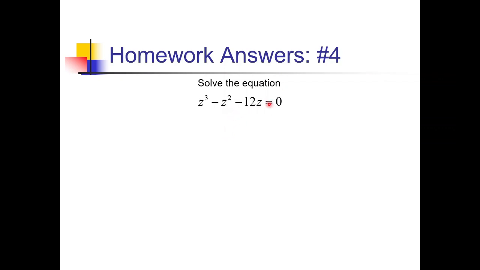For this problem, I've already got it zeroed out. Let me next check for common factors. Looks like I can take a z out of all 3 terms. That leaves me with z squared minus z minus 12.